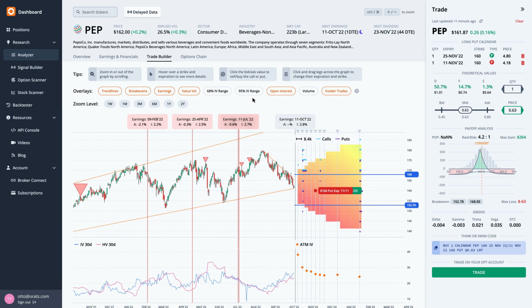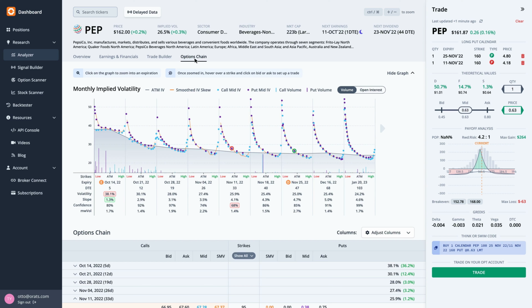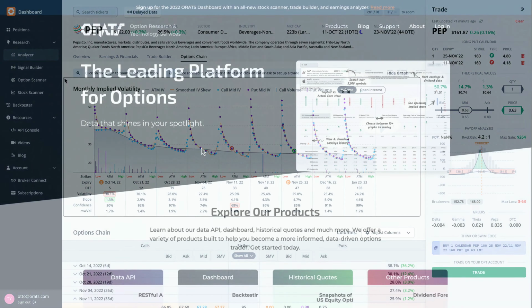We can also see this trade overlaid on the monthly implied volatility graph in the chain tab. The legs for this trade are circled.